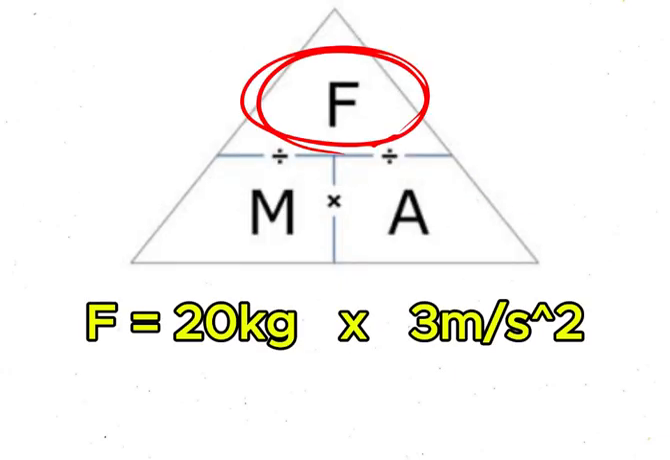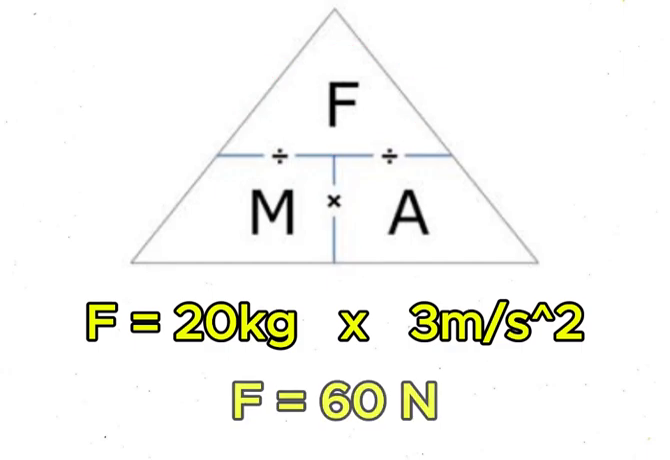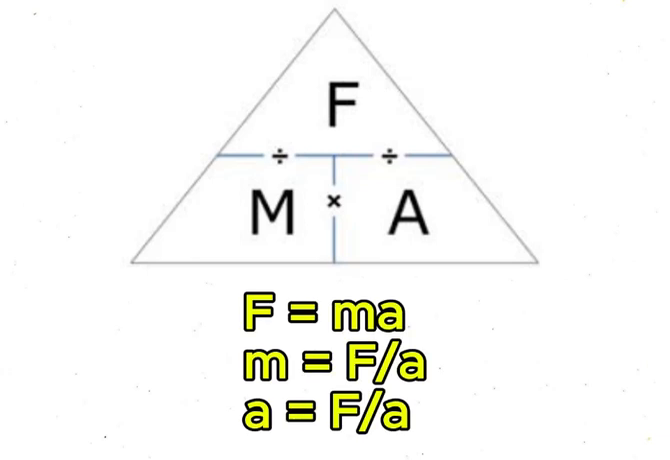Using the scenario in the triangle, F is missing. So, F equals 20 kilograms times 3 meters per second squared. The answer is 60 newtons. Always use the triangle to make the second law easier.